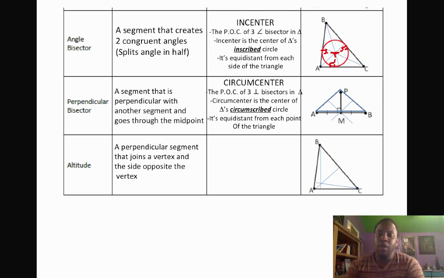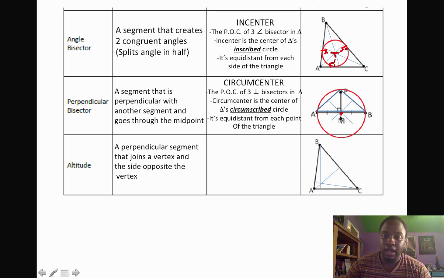Perpendicular bisectors, so the perpendicular bisectors also are concurrent. They meet at a point of concurrency, in this case there. And it's called the circumcenter. So the circumcenter is the POC, or the point of concurrency of three perpendicular bisectors in a triangle. The circumcenter is the center of the triangle's circumscribed circle. So an inscribed circle is a circle that fits perfectly inside the triangle. A circumscribed circle is a circle that fits perfectly outside of the triangle. So like so, where the three points of the triangle are all on this circle.